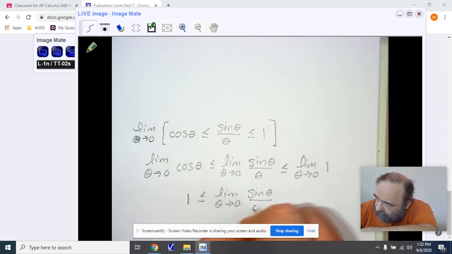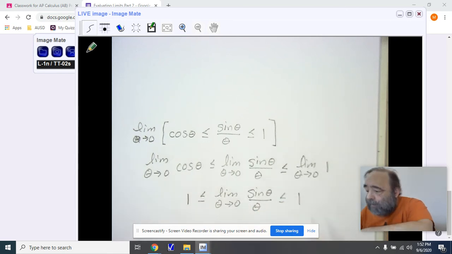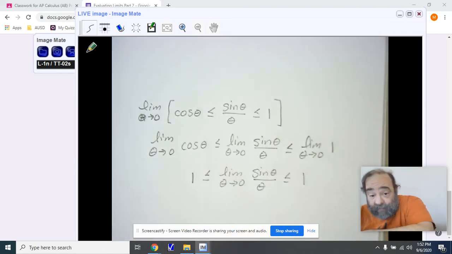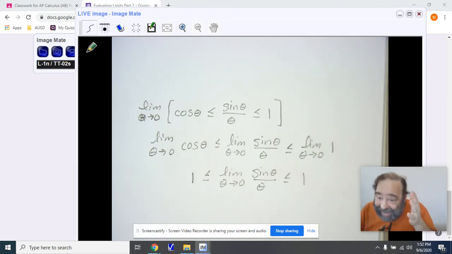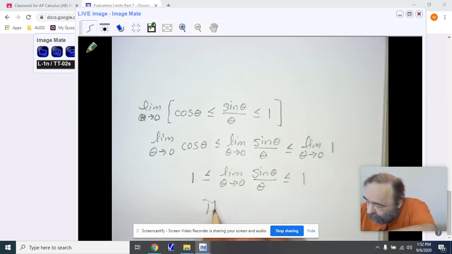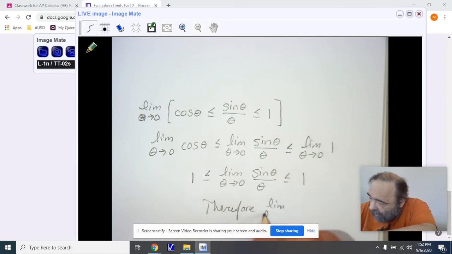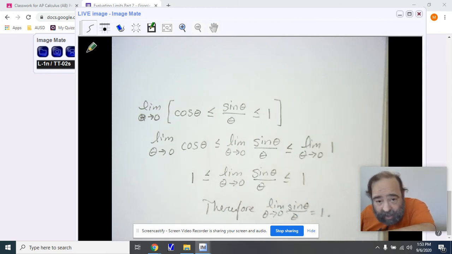Now look what just happened. We have just bounded the two endpoints by 1, which means that 1 is less than or equal to the limit as theta approaches 0 of sine of theta over theta, which is less than or equal to 1. The only possibility is that it has to equal 1. Therefore, the limit as theta approaches 0 of sine of theta over theta equals 1. And that's how we know.